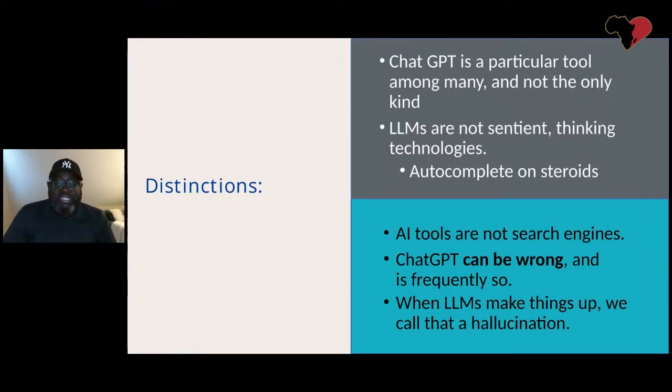They're not search engines, and they can be wrong, right? There's a case recently where a lawyer decided to use ChatGPT to generate some information for a case, and he did so without checking. It produced citations for him, and the judge caught him, and all of the citations were wrong, right? ChatGPT can make things up, and we call those things hallucinations. So we want to be careful how we use it and how we generate it.